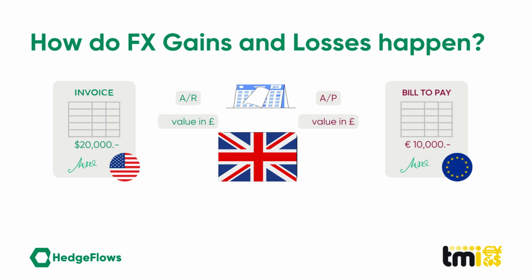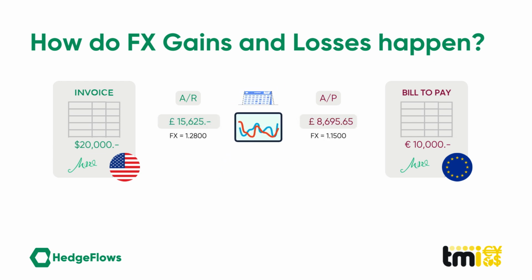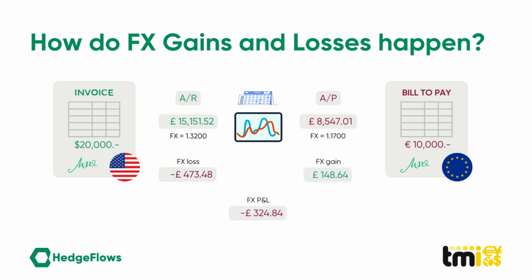However, until such invoices are paid, the exchange rate may fluctuate, leading to a gain or loss relative to the business's home currency. For instance, a UK-based business with receivables in US dollars and payables in euros may record an FX loss in their accounting records if the dollar weakens against the British pound, and a partially offsetting gain as the euro weakens by the time the invoices are collected.